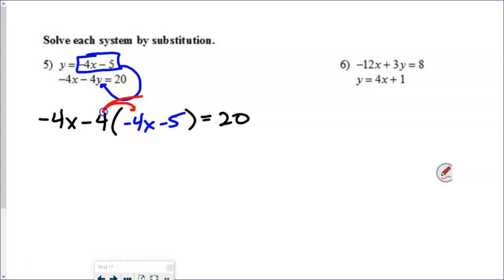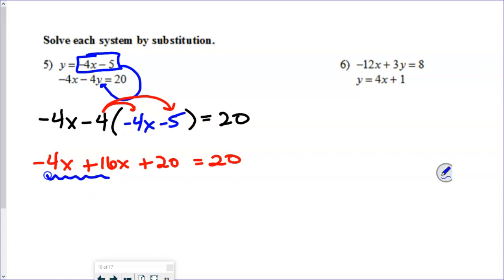All right, clean this up, please. You got to be careful. It's a -4 that you're distributing to here and here. So we end up with -4x. This is a plus 16x. This is a plus 20. And it equals 20. Now don't panic. A lot of kids panic here. Combining my like terms, I get a 12x, and then right here you're going to subtract 20 from both sides. So you get equals 0.